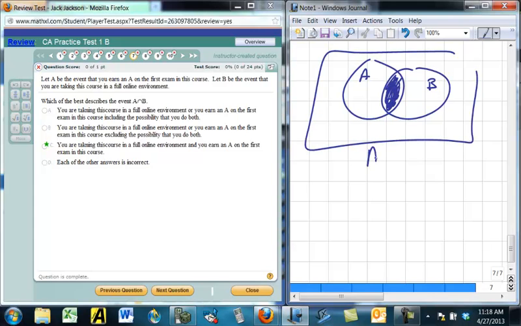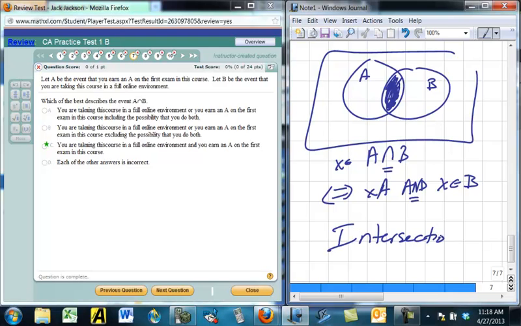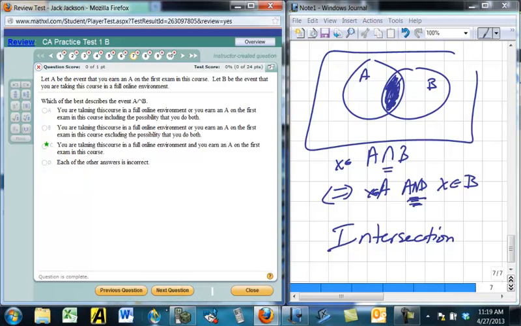You're looking at A intersect B, the intersection of A and B, is the overlap. So it has to be both. So an event is in that if and only if it's in A and it's in B. So intersection corresponds to and, intersection of sets and between logical expressions. So that's C there. You're taking the course in a full online environment and you earn an A on the first exam. If it was or, it would be the union, including the possibility of both.